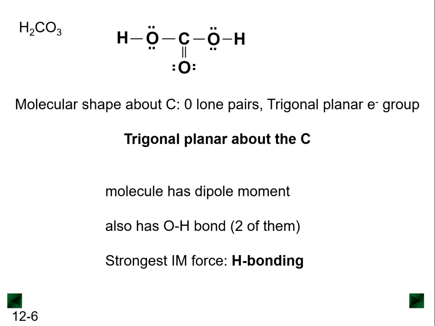Now, carbonic acid is generally found in water, and when it's found in water, carbonic acid is a weak acid. It dissociates and forms an ion. And in that case, the strongest force will then be an ion-dipole force between the ionic carbonic acid structures, the deprotonated, conjugate base forms, and the water. But in pure carbonic acid, the strongest intermolecular force would be hydrogen bonding.